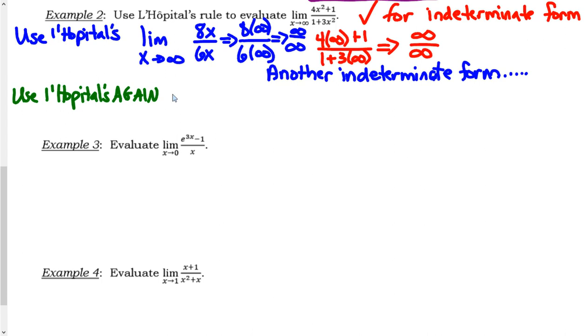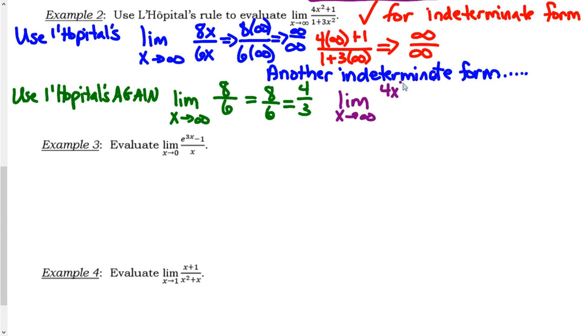So we use L'Hopital's again, and now we have the limit as x approaches infinity of the derivative of 8x, which is just 8, and the derivative of 6x is just 6. So that is the same as just 8 over 6, which is also the same as 4 over 3. So now I can evaluate my limit. My limit as x approaches infinity of 4x squared plus 1 over 1 plus 3x squared is equal to 4 over 3.